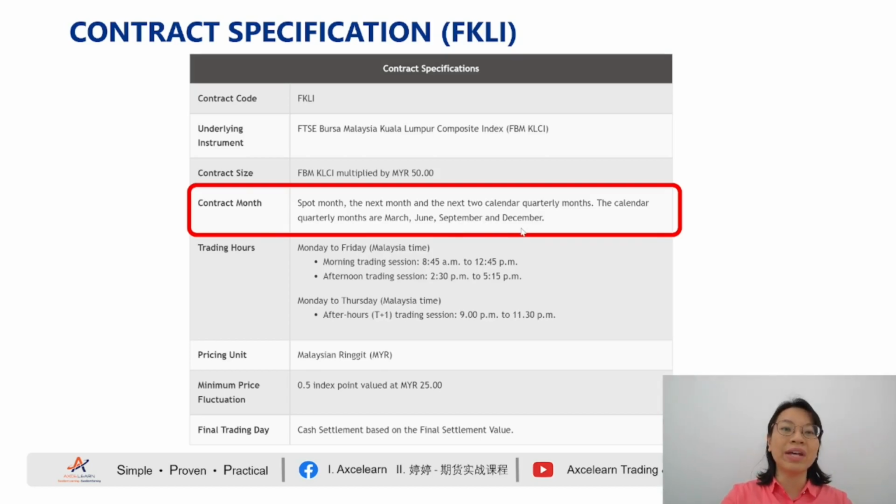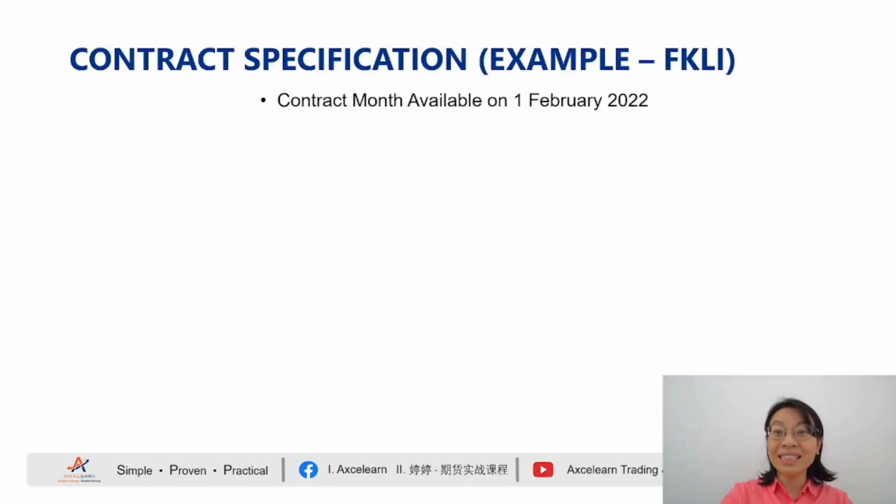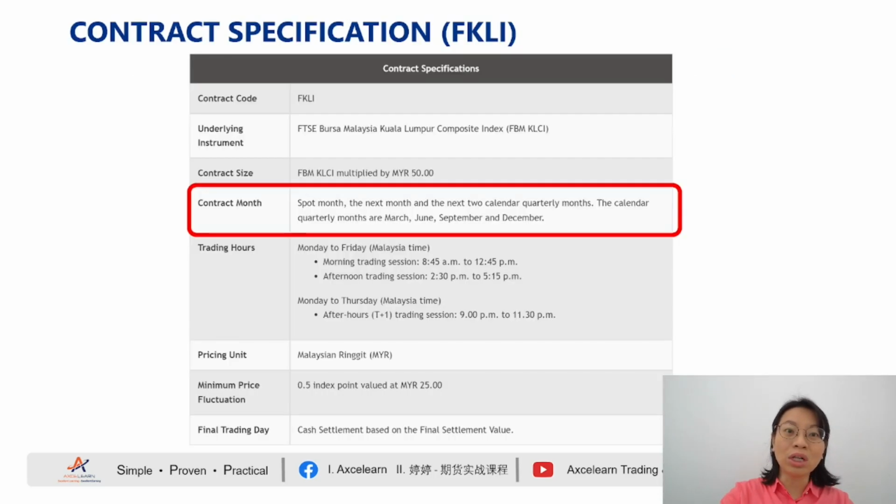I'm going to show you an example, then you'll be able to understand these contract months better. Let's say, for example, today is 1st of February 2022. According to the contract specification defined here, if it is February, the spot month will be February itself. Am I correct? If today is 1st of February, the spot month is the current month, which is February. The next month will be March. Then the 2 calendar quarterly months are June and September.